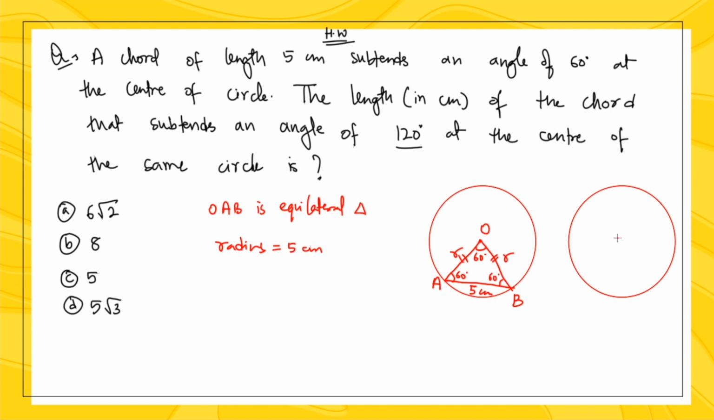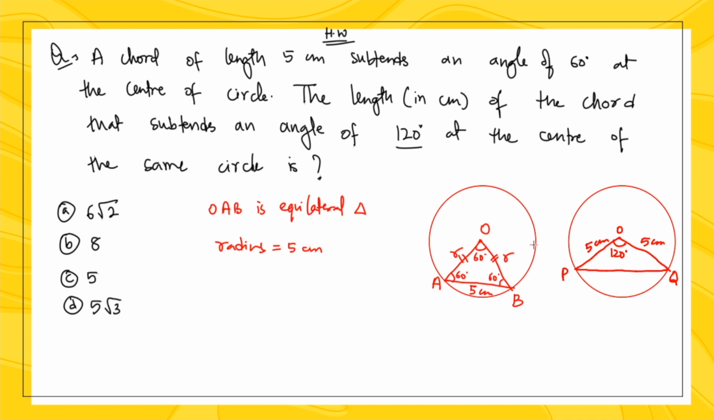So if this is the center and this is the chord, let's say PQ, it is making an angle of 120 degrees. Now they are asking what is the length of this chord. The radius is already known, which is nothing but 5 centimeter.